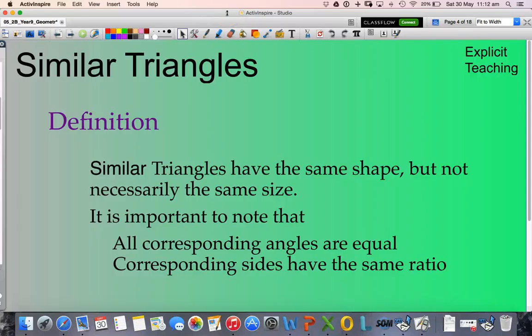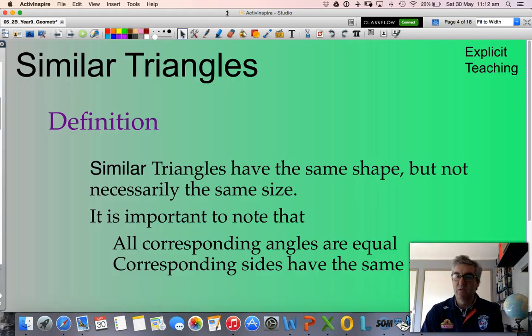Welcome. In this presentation we are going to look at similar triangles, and in particular how to identify when two triangles are similar. By means of a definition, similar triangles have the same shape but not necessarily the same size. It is important to note that all corresponding angles are equal and all corresponding sides have the same ratio.